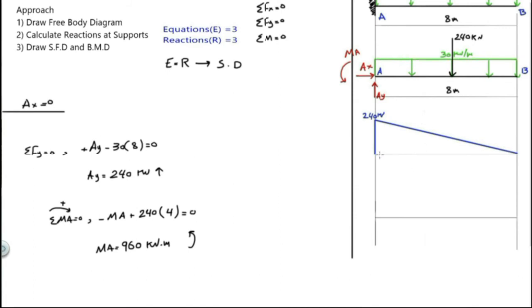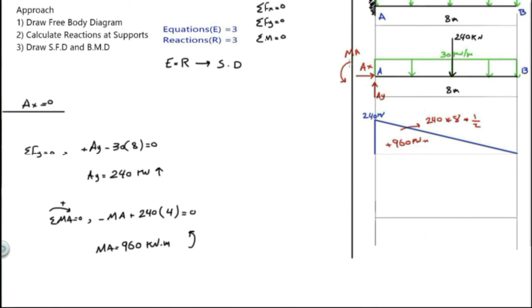Now to draw the bending moment diagram, we need to calculate the area under the shear. So this area is equal to positive 960 kilonewton meter. And quickly, how did we calculate this area? It's 240 multiplied by 8 multiplied by a half. Now the last step is to draw the bending moment diagram.